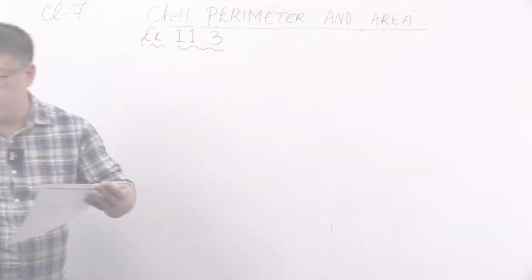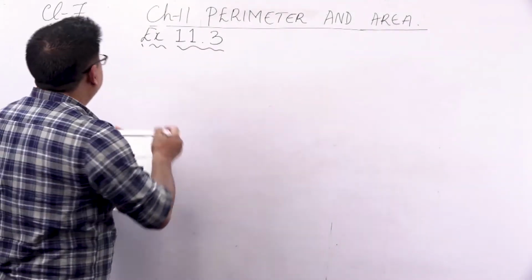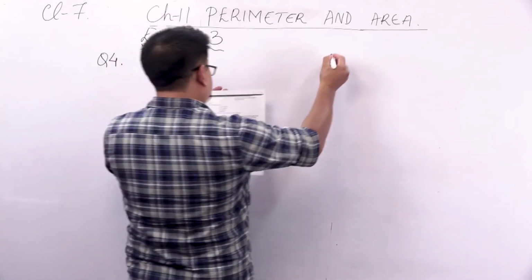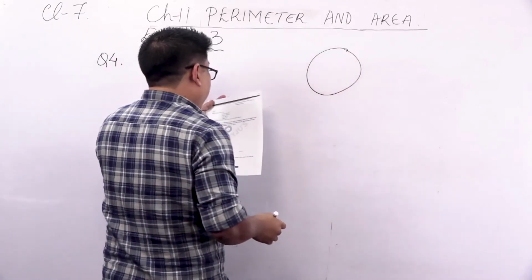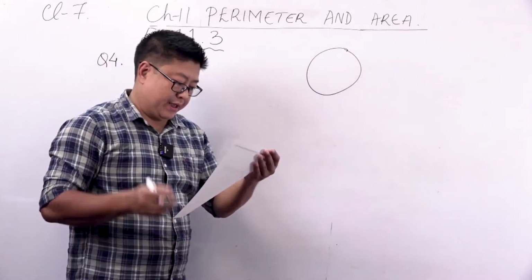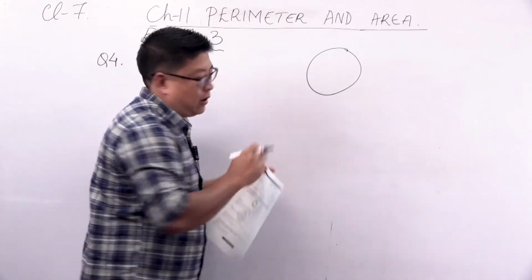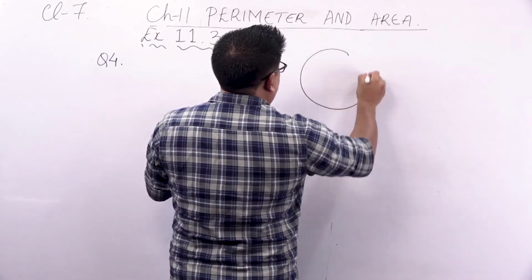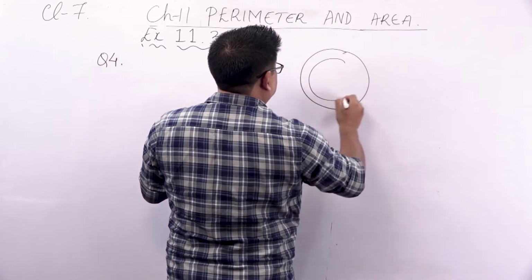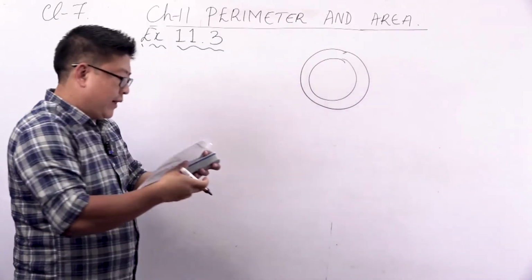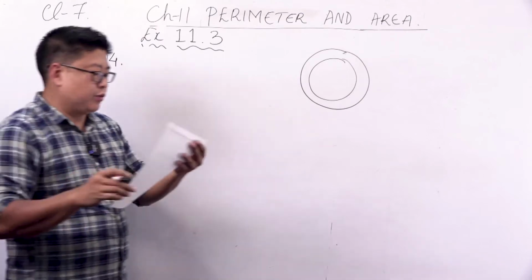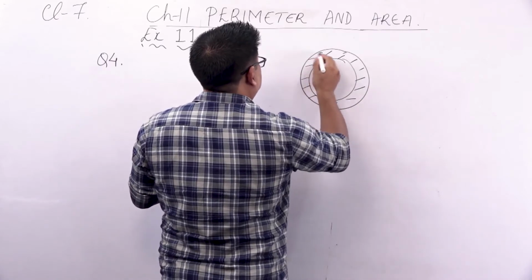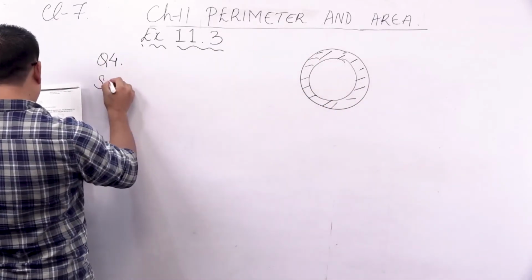All right, children. Question number 4. A gardener wants to fence a circular garden of diameter 21 meter and find the length of the rope he needs to purchase if he makes 2 rounds of fence. Now, we're going to make 2 rounds of fence. So the first round and then the second round, all right? Also find the cost of rope if it costs rupees 4 per meter.